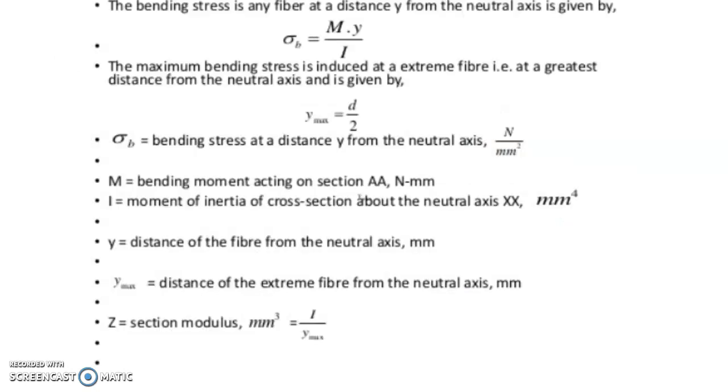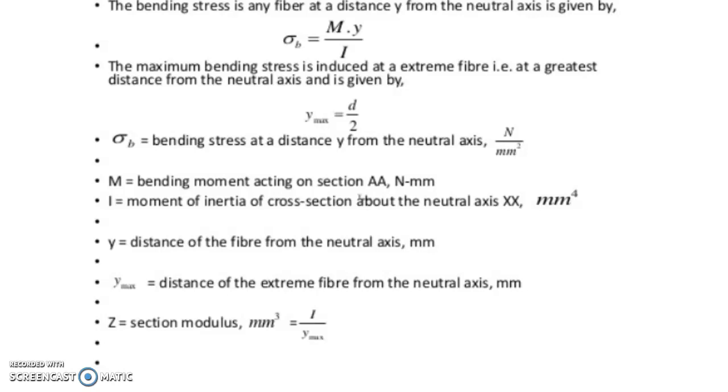We can find the equations. The bending stress can be denoted as sigma b is equal to M into y divided by I, where sigma b is the bending stress and the unit will be Newton per millimeter square. M is the bending moment for the cross-section area AA, and I is the moment of inertia. Then y is the distance of the fiber from the neutral axis. So we can use these values in the equation sigma b is equal to M into y divided by I.